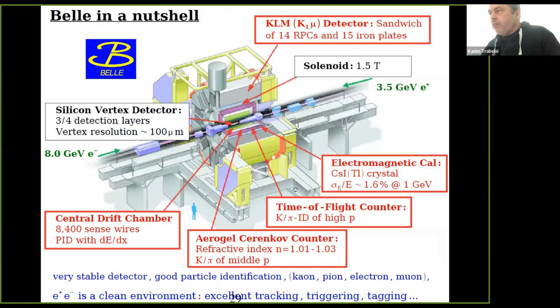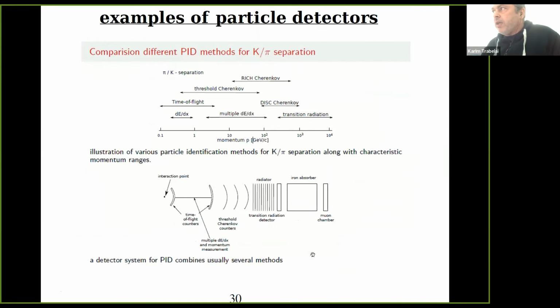So here I'm getting a bit short on time, so I will not go very much into the PID part, but basically here also the idea is to combine the detectors and order them by their material budget.